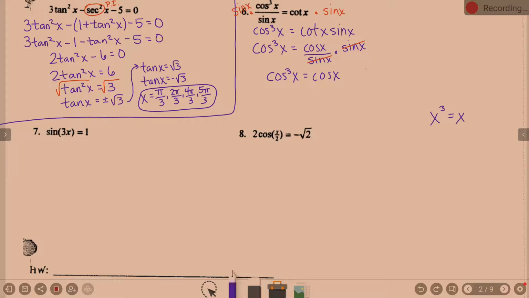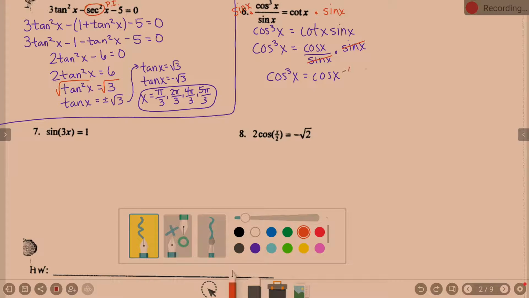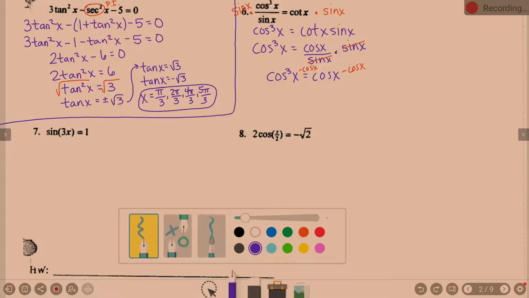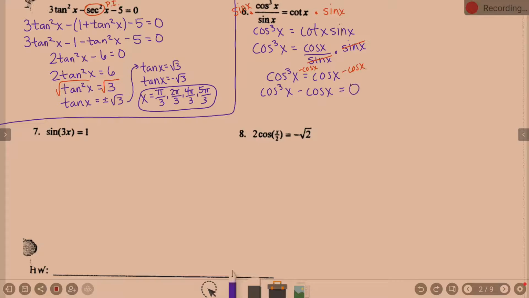The wrong idea here is to say, okay, I want to divide by a cosine x, because when you divide a variable out, you're possibly losing answer possibilities, which is why I always say you want to factor variables, not divide them out. So if I subtract the cosine x over, we'll write it in here. So then cosine cubed x minus cosine x equals 0.